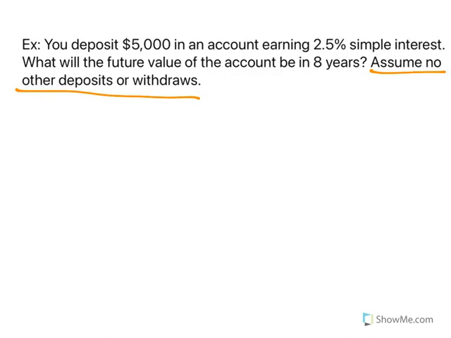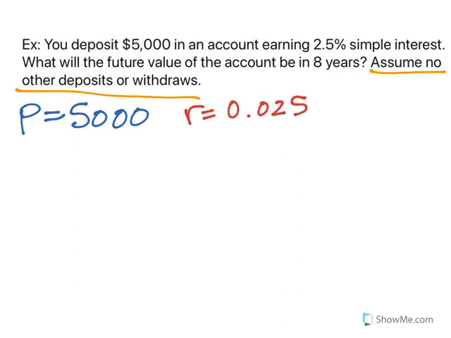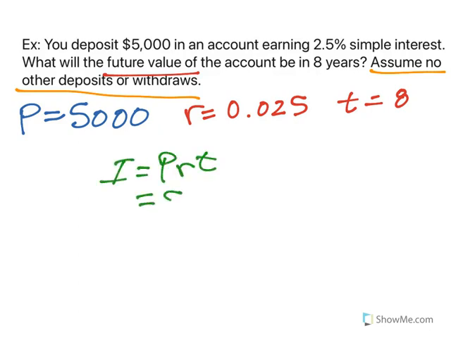So we are just saying, okay, I know that I'm depositing $5,000. That's our principal, our initial amount. I know that my rate is 2.5%, so as a decimal, that's 0.025. It's simple interest, and the time is 8 years. And we want to know the future value. Well, if I know the principal, the rate, and the time, I can find the interest because the interest is PRT. So 5,000 times 0.025 times 8.